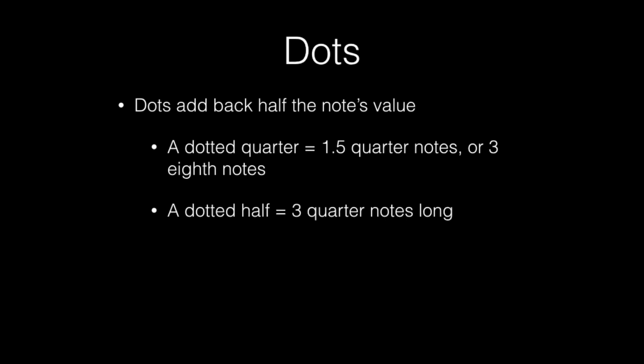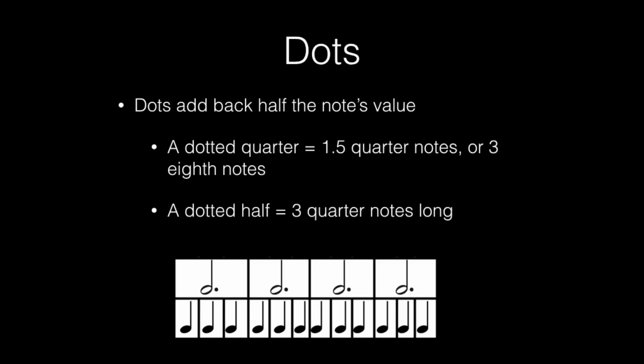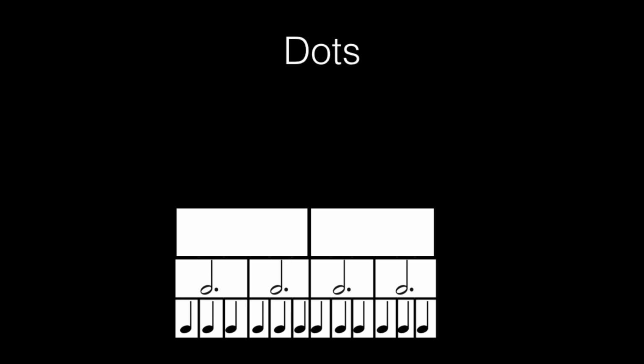A dotted half note would be 3/4 notes long. Because a half note is 2/4 notes long, a dotted half has 3/4 notes in it. So we can imagine it like this, where if you're dividing up dotted half notes, there would be 3/4 notes in each of them. Now what would happen if we would put two dotted half notes together?